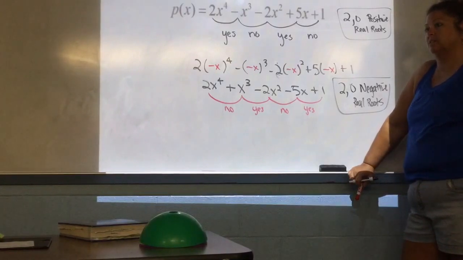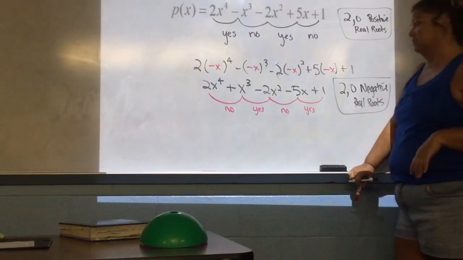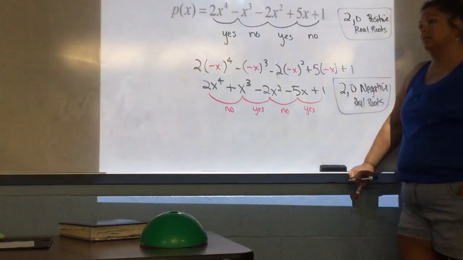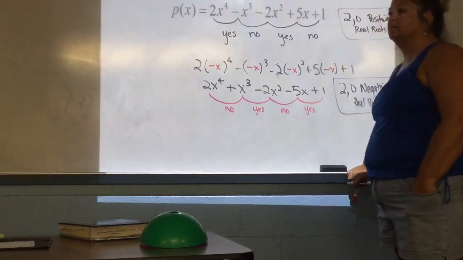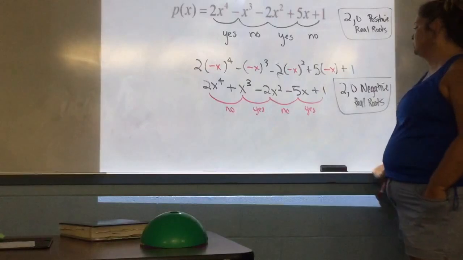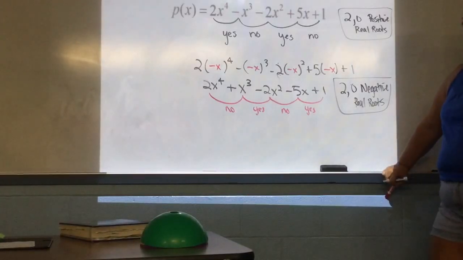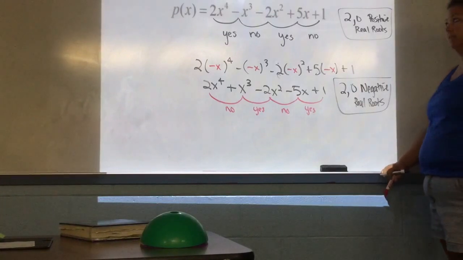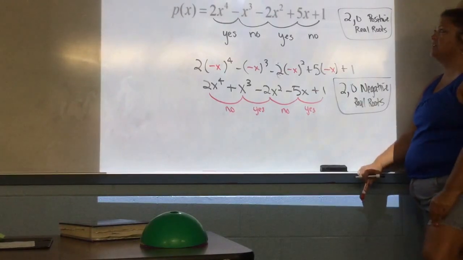So what did you get? I got 2 roots. Okay, positive or negative? Negatives. 2 negatives. Okay, so she got 2 negative real roots. And then 0 positive. So how many roots are still left out there? 2. So they have to be 2 complex. Good. Okay, go ahead and hit enter.